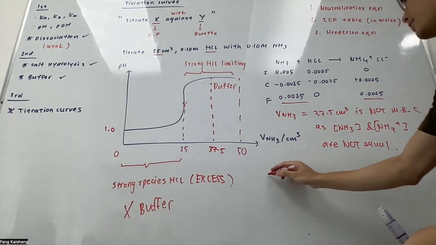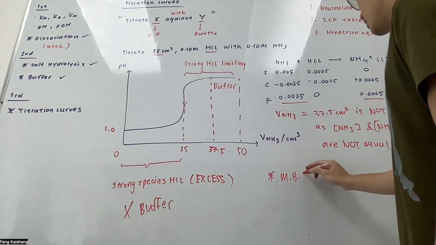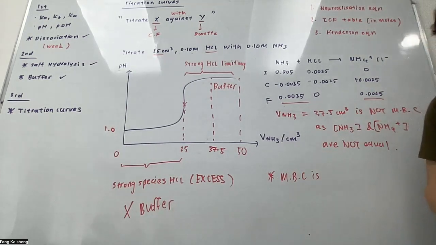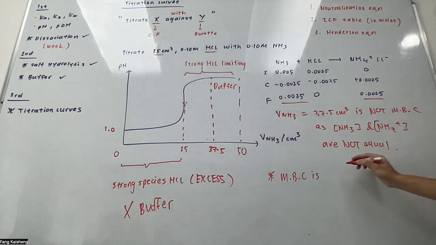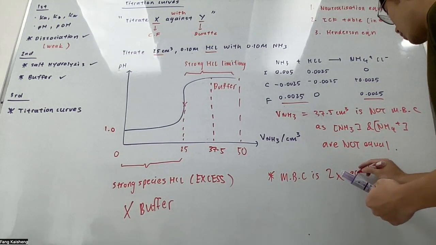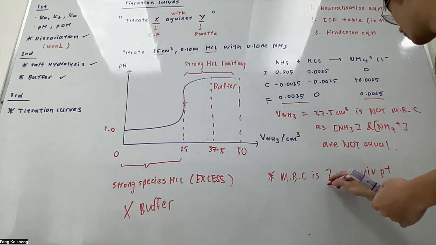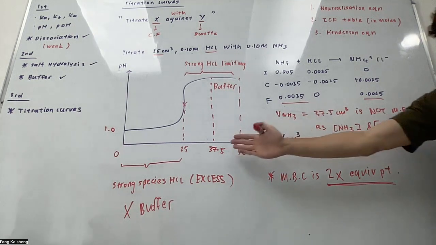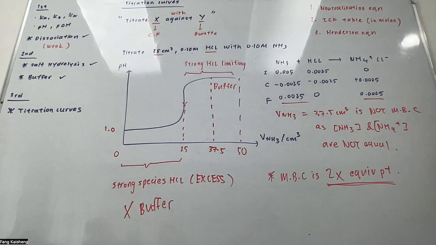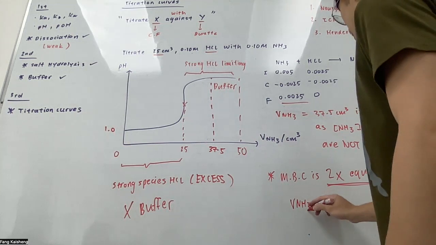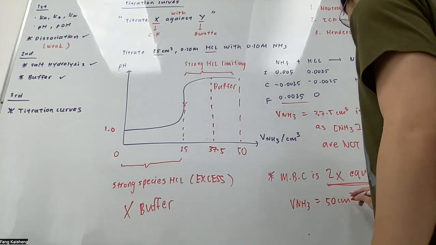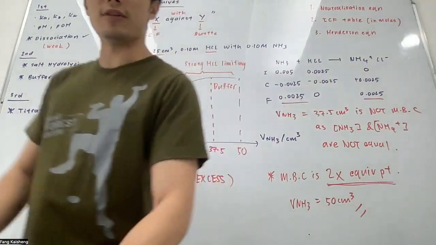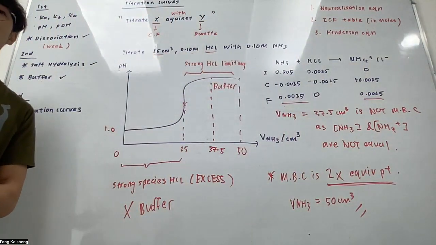So go write down. MBC here is what of the equivalence? 2 times the equivalence. Good. They might ask this question. A lot of people will either take very long to think of the answer, or they will just give me straight 37.5 because they run out of time and just try to make an answer. No, it's 2 times. So the volume of NH3 will be 50 cm cube in this context. So this is the unique graph. Just pay attention to this.